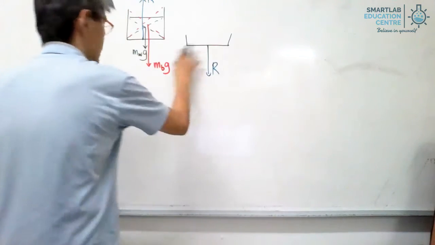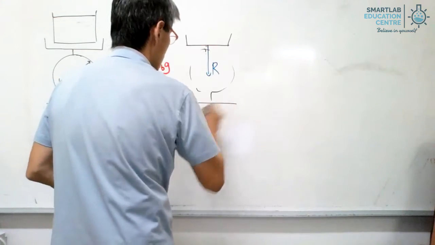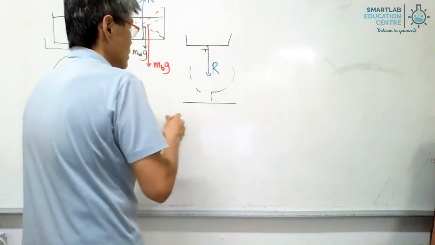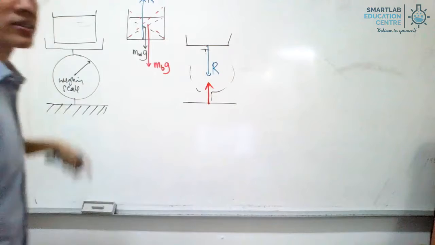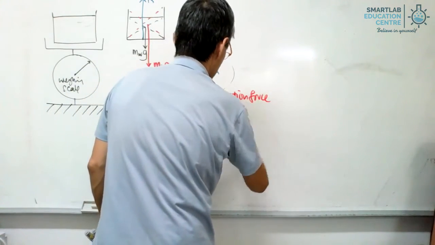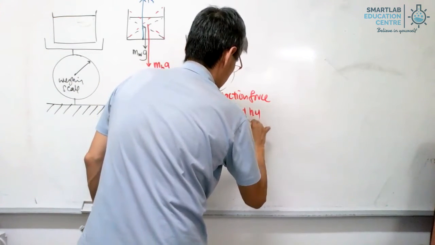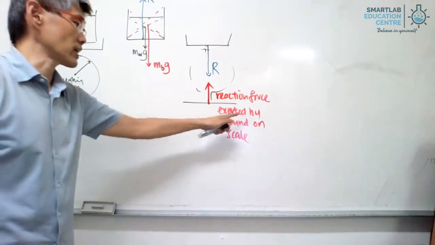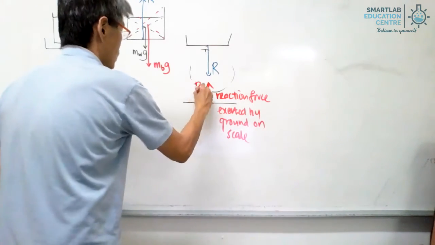Certainly, if you want, we could extend it to look at the weighing scale itself. In this case, the weighing scale would also have an action-reaction pair. This reaction force is exerted by the ground on the scale. Clearly, this value will also be R as well.